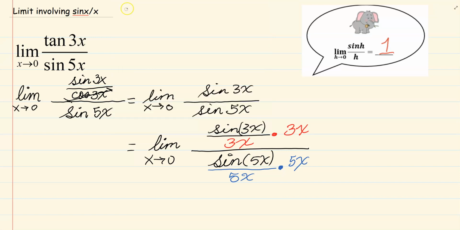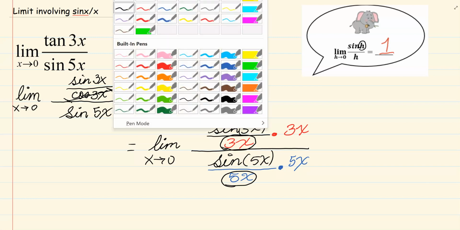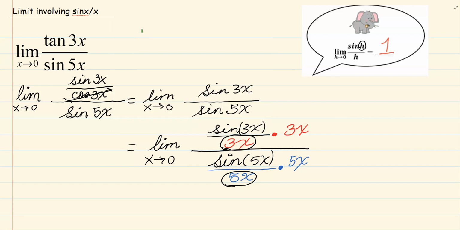Now, we need to check whether that thing is approaching 0. Well, when x is approaching 0, 3x will also be approaching 0, and so does 5x. So that satisfies the pink elephant. Meaning now, this is going to be 1, and this is going to be 1. And then x divided by x is going to be 1.